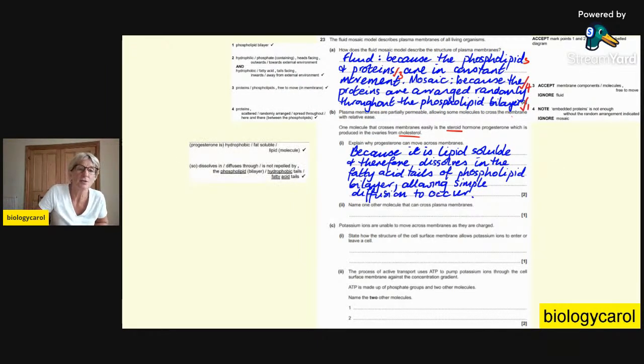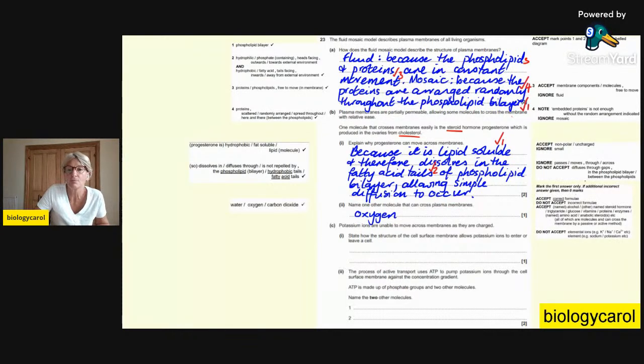So here's the mark scheme. Hopefully that explanation helped. And here are the notes, and this is where I got my marks. Lipid soluble and dissolves. Notice that you could have absolutely said phospholipid bilayer to specify the fatty acid tails. Name one other molecule that can cross plasma membranes. Oxygen, carbon dioxide, water. There's the mark scheme.